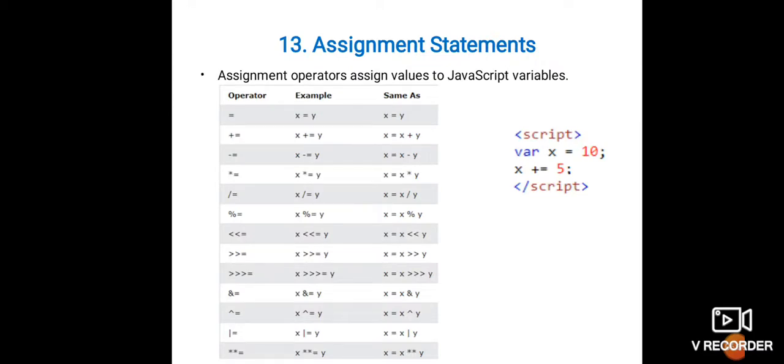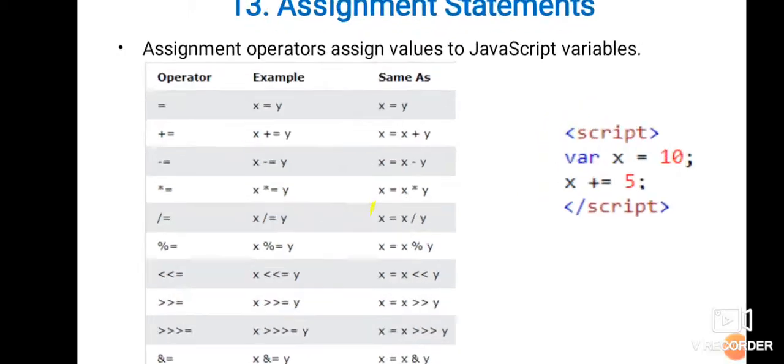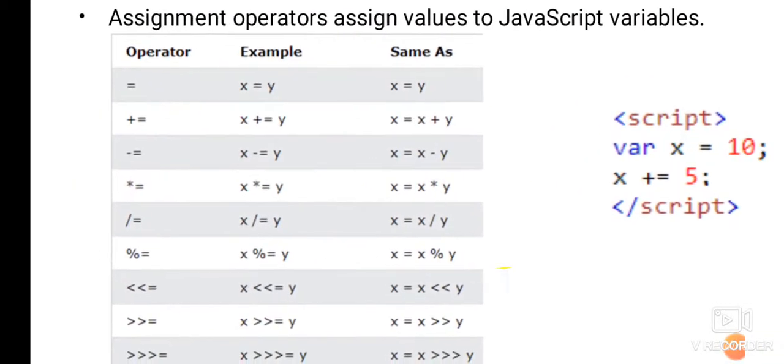The assignment statements in JavaScript are exactly like the assignment statements in other programming languages. There is a simple assignment operator denoted by an equal sign. You can see here, assignment operators assign values to the JavaScript variables. We are using the equal sign to assign the values to the JavaScript variables. You can see in the table. Here we are going to use different operators, as well as you can see the example here.